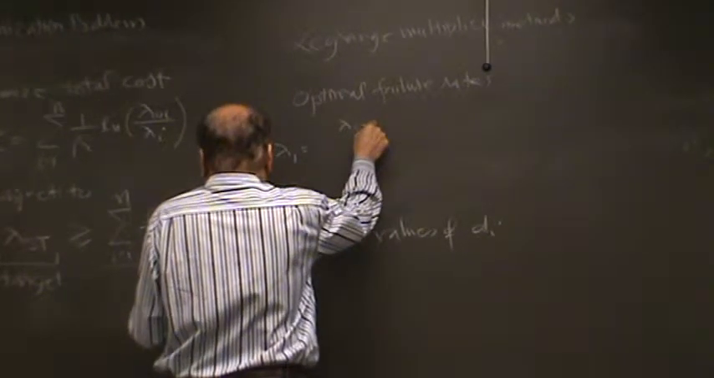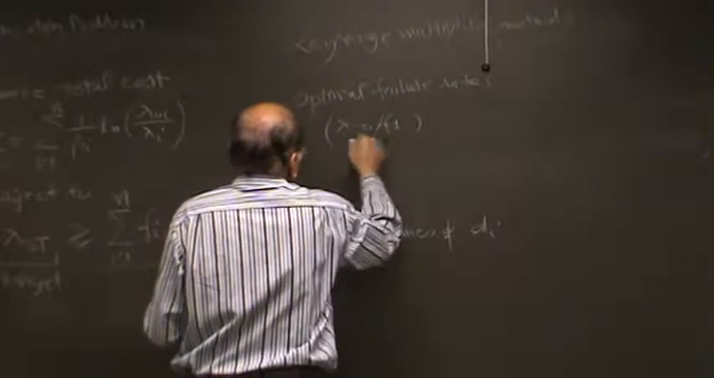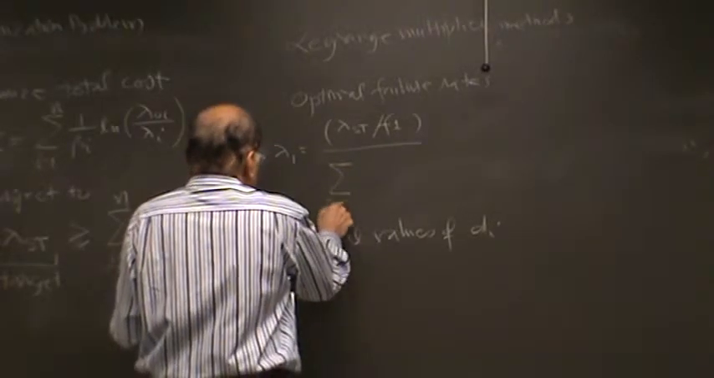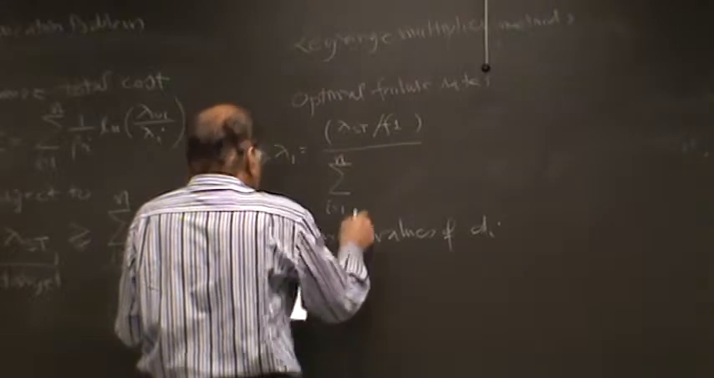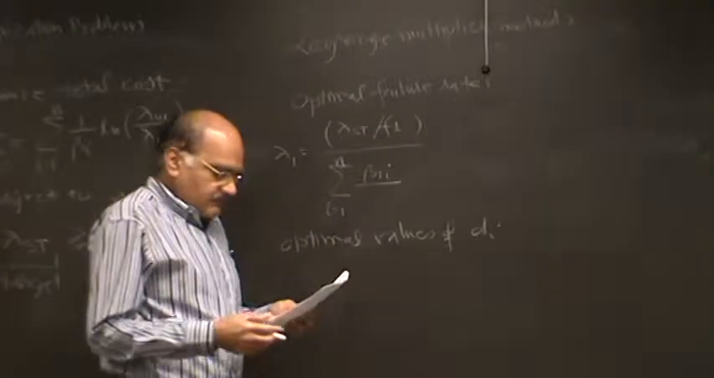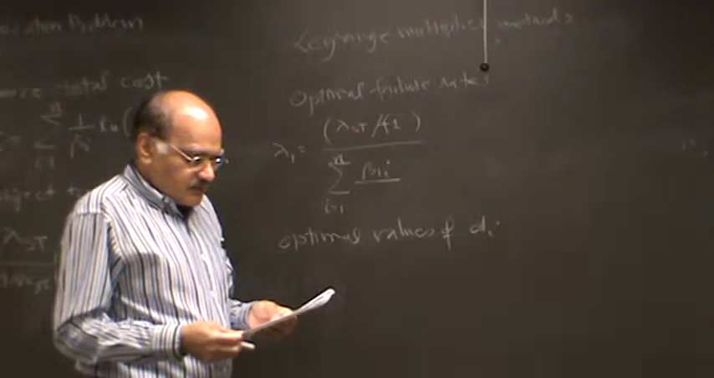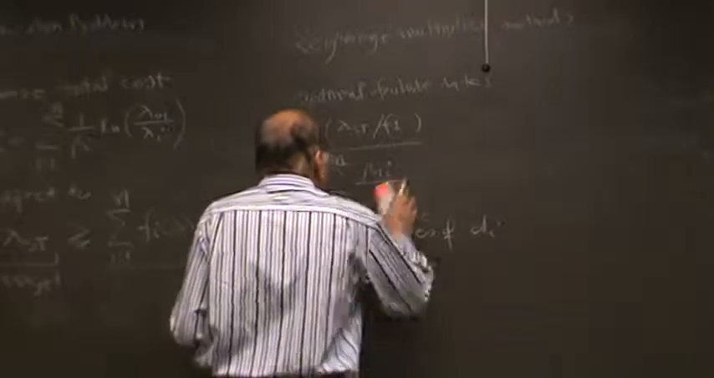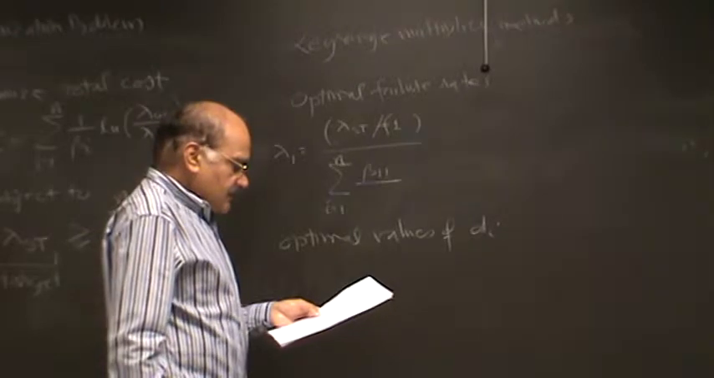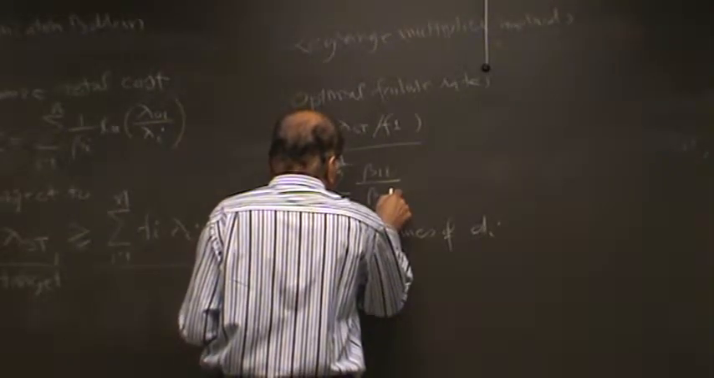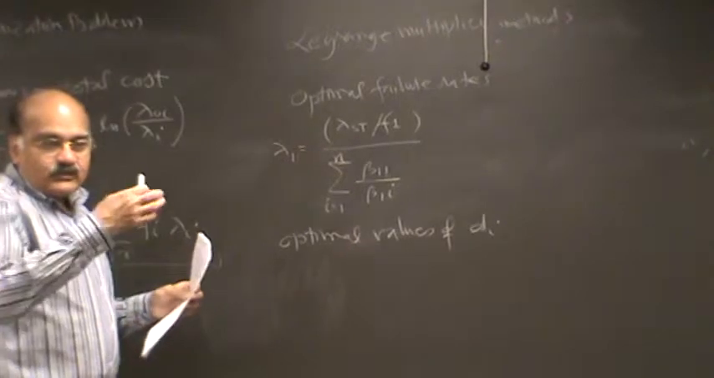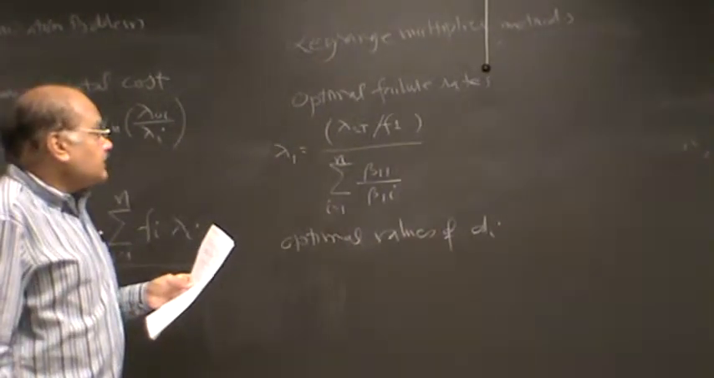lambda sub st divided by f1 divided by the summation of i equal to 1 to n, beta 1i divided by, sorry about that, beta 1 divided by beta 1i. So beta 1 is for module number 1. Now this is just the way iteratively the Lagrange multiplier method has been applied.